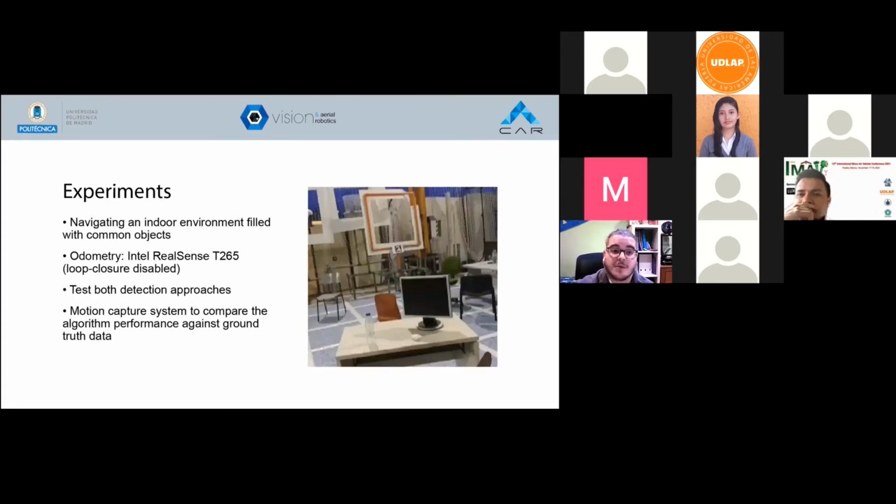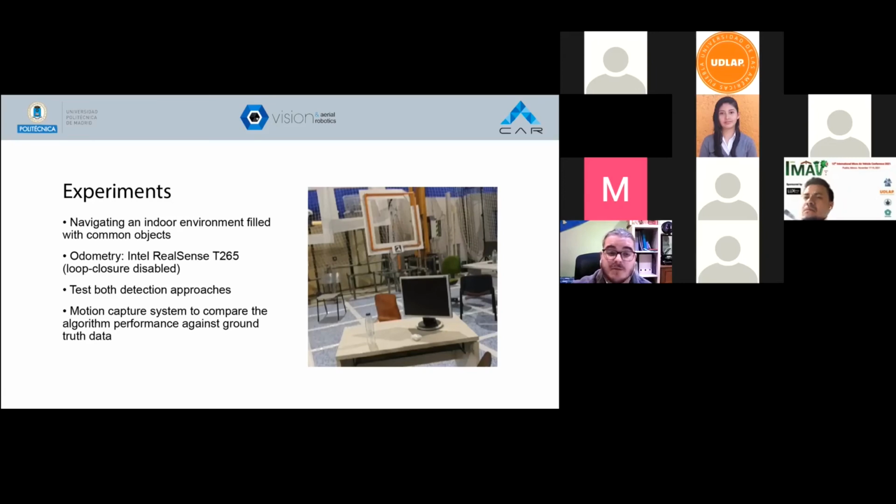So in order to determine whether odometry can be improved and which of the methods is most suitable for navigation, we ran different experiments where we navigated in an indoor environment full of common objects such as monitors, chairs, tables, and bottles, making several turns to generate loop closures.